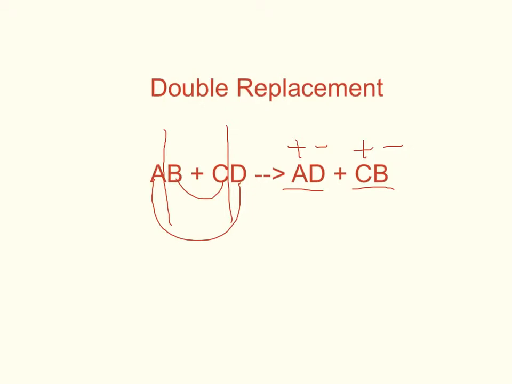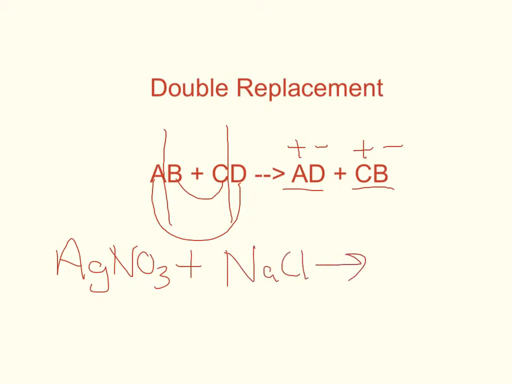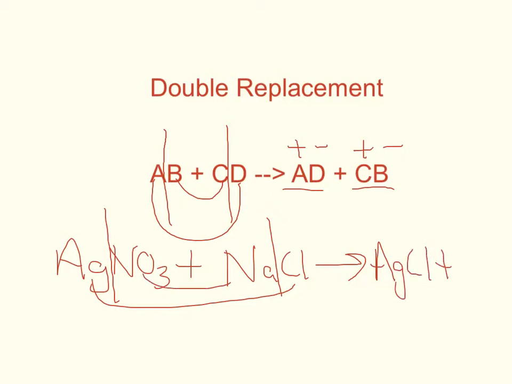So as an example, let's look at silver nitrate plus sodium chloride. Remember that they're going to split down the middle. The outsides are going to go together, AgCl, and the insides go together. Remember to write the positive first, so you get NaNO3.